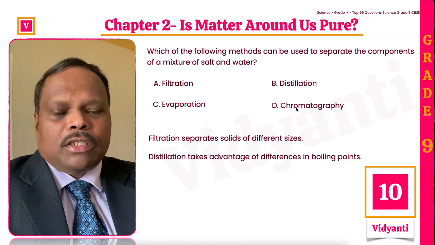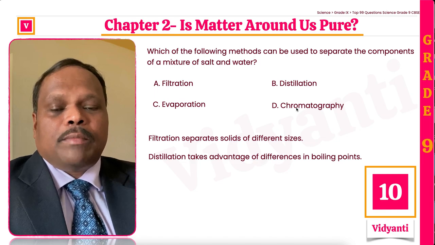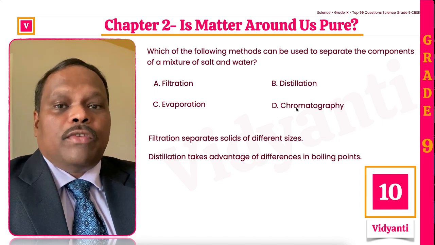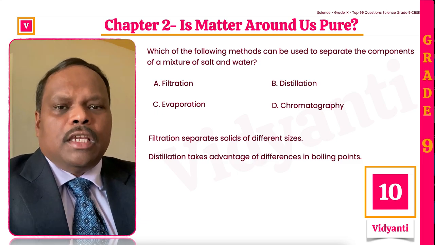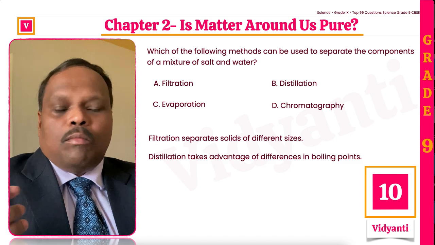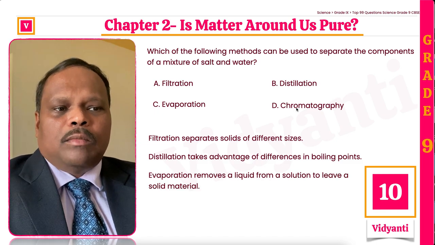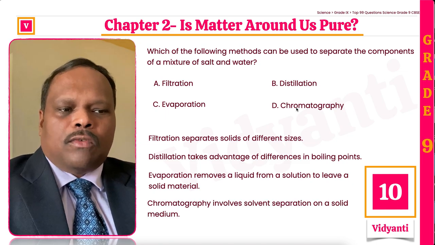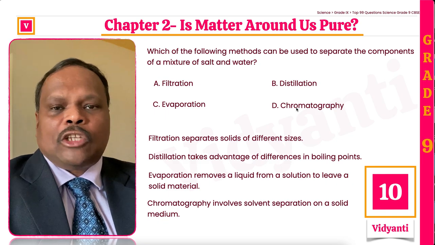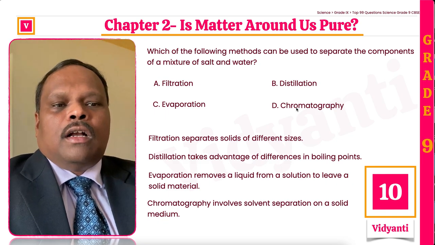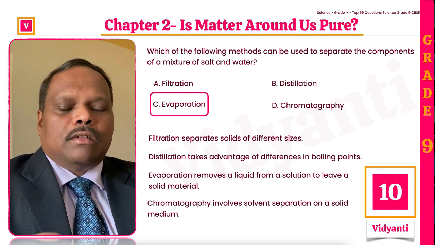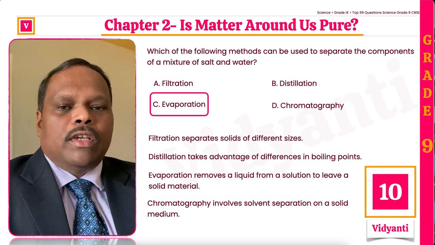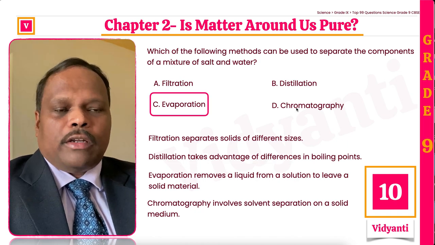Distillation takes advantage. We can have fractional distillation. For example, in case of crude oil, the various components can be separated using fractional distillation because each component has a different boiling point. Evaporation removes a liquid from solution to leave a solid. And chromatography involves solvent separation on a solid medium. This is completely different. So the correct option is evaporation, because evaporation will get rid of water, leaving only solid material, which is salt.